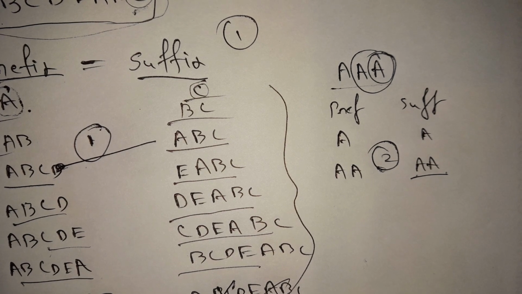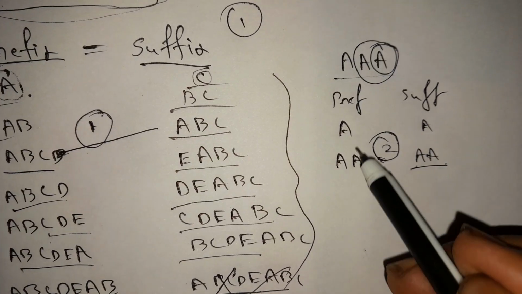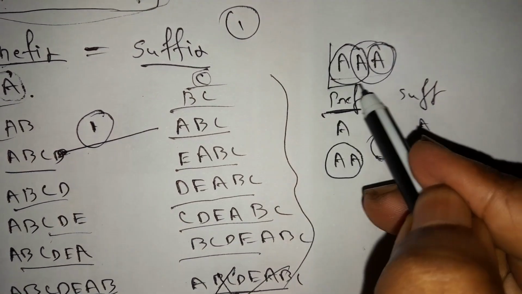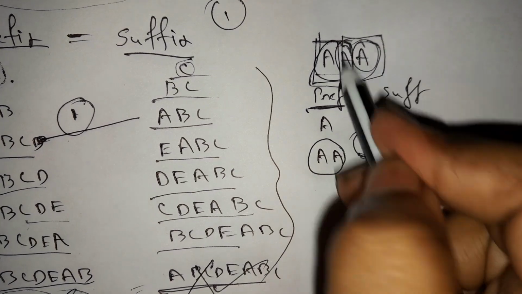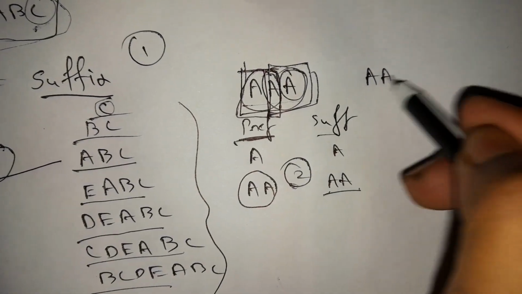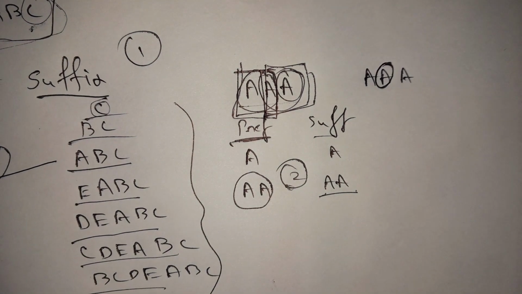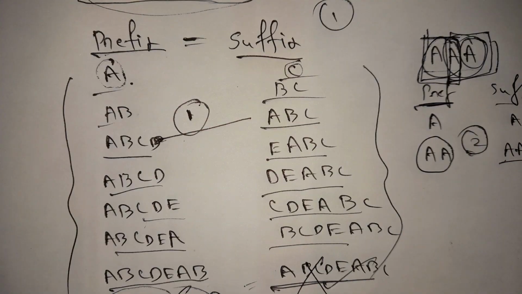Okay, we can overlap. So how is it overlapping? See, in this case the prefix is double A, this is our longest prefix, and the suffix is this much. So in this case we can say that this A is overlapping. So overlapping is allowed. Clear? I think this much is clear.